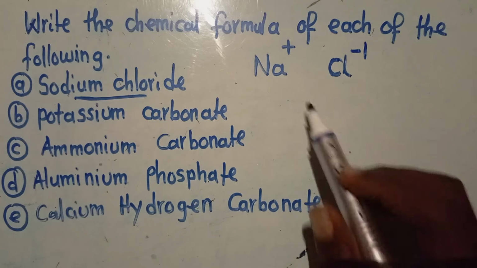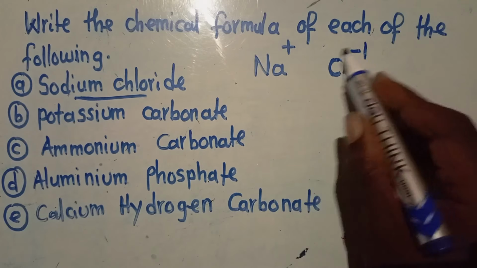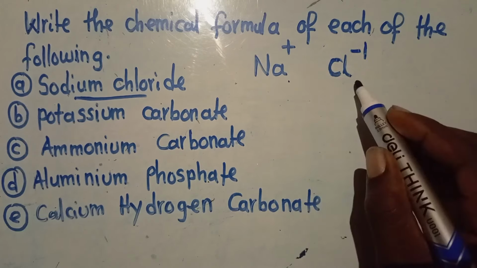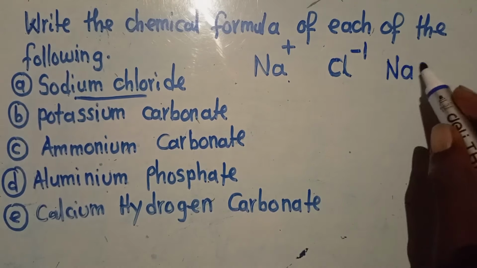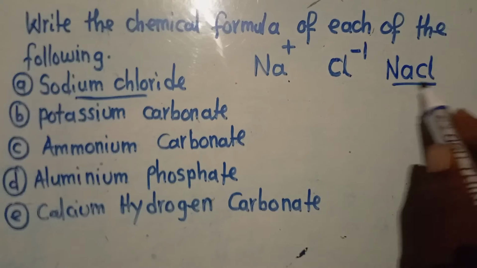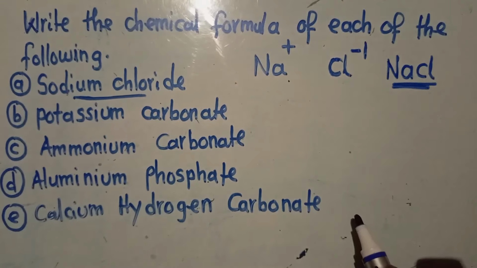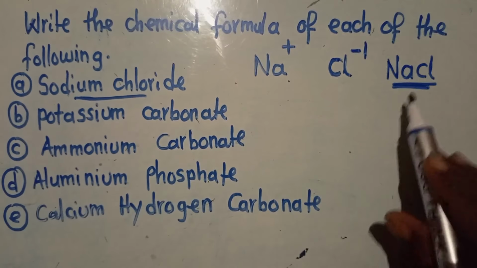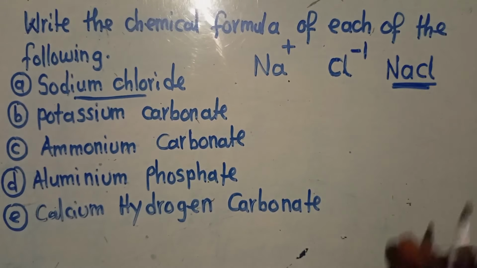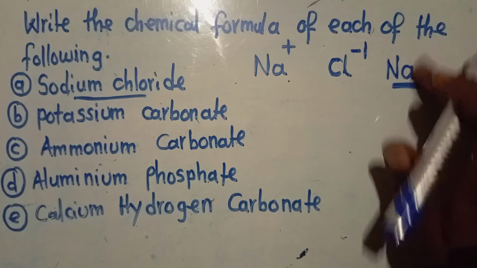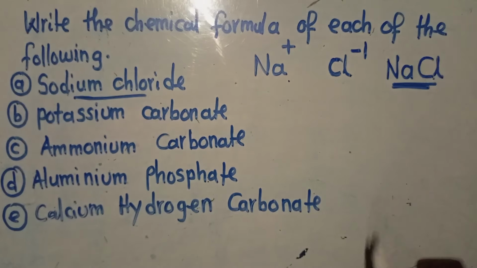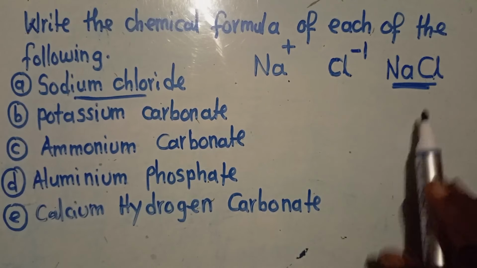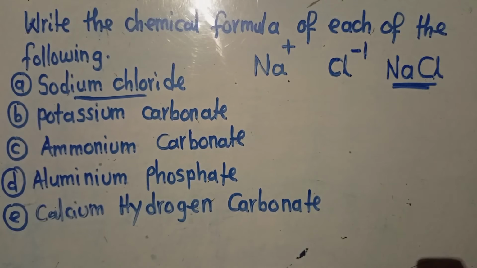So a negative and a positive, you cross them. This one comes there, the one comes there. Nothing is going to change. This is the reason why we've got sodium chloride like that. So this is what? Sodium chloride. This is how we write sodium chloride. This is what you need to know and understand. If you want to write it very well, it's supposed to be capital letter C, small l, like that. So that is what? Sodium chloride.